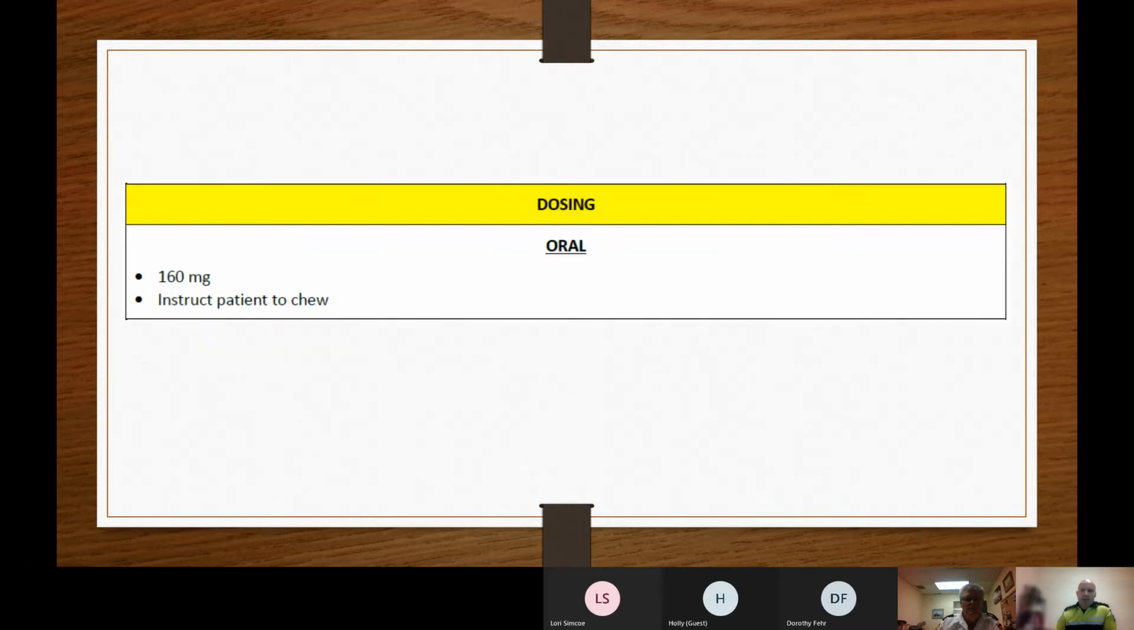So for ASA, it used to be we had 160 to 325. Now it's just straight up 160 and just have them chew it.